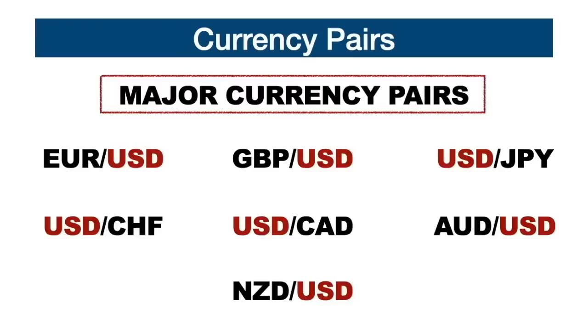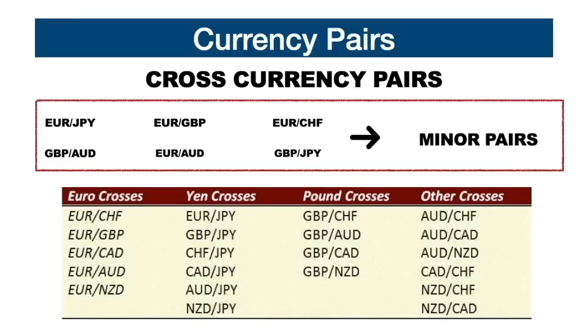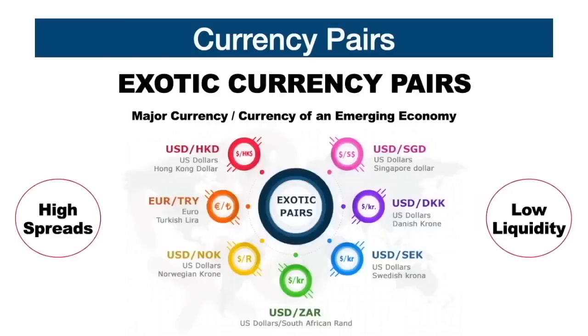Major currency pairs are all the pairs that contain the US dollar, and they are the most traded pairs by new traders, making them the most liquid pairs in the market. Currency pairs that do not contain the US dollar are called cross pairs. The most liquid cross pairs are called minor pairs, and are those that contain the euro, the yen, and the pound. Exotic pairs, on the other hand, are pairs formed by a major currency united to a currency of an emerging economy, such as Brazil, Mexico, or Singapore. Exotic pairs have the highest spreads, because they are traded by fewer traders and therefore have less liquidity.